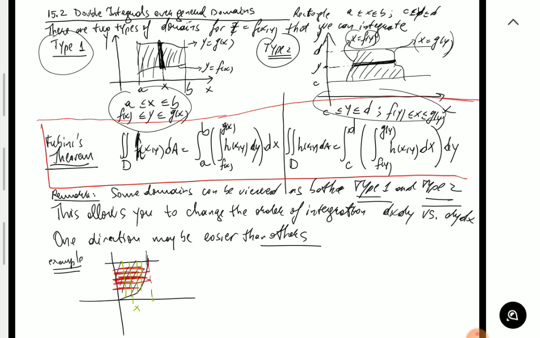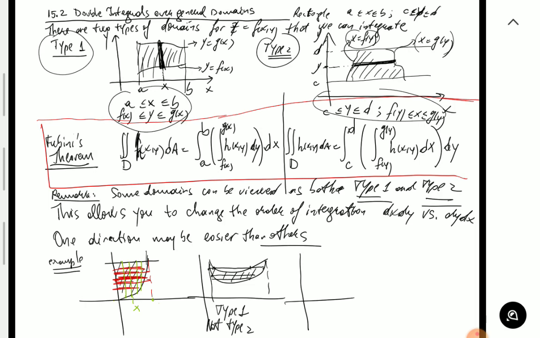So for example, if you see something like this, let's say, okay, notice this one can be viewed as a type 1 but not type 2, because if you do horizontal slices, not all of them will have the same bounds. So here you're going to have actually two pieces. You're not going to have the bounds described by the same functions. So typically when you have these gaps, these are typical examples of domains that are neither type 1 nor type 2.